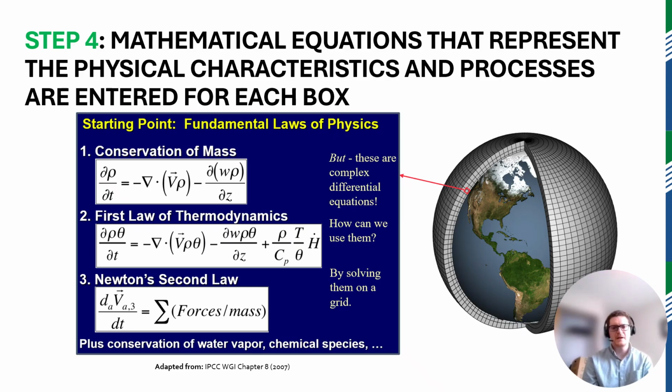The next step is that mathematical equations that represent the physical characteristics and processes in each grid box are entered and solved. So for each of the grid cells, these three main starting points are there for fundamental laws of physics. These include conservation of mass, the first law of thermodynamics, and Newton's second law, plus things like conservation of water vapor, chemical species, and so on. Of course, these are not simple equations, they're complex differential equations, and we can use them by solving them on a grid and allowing the grid cells to talk to each other with their answers throughout the model.